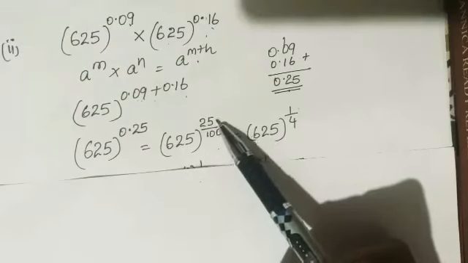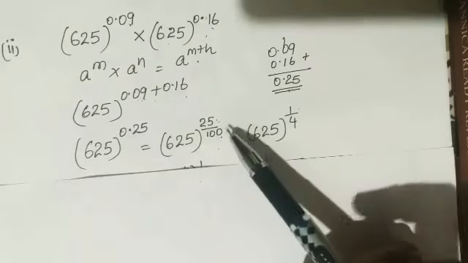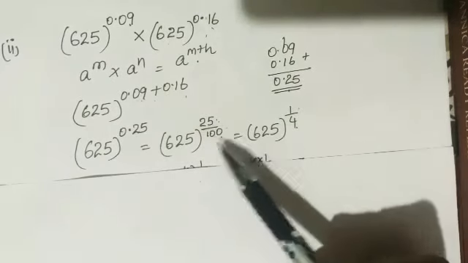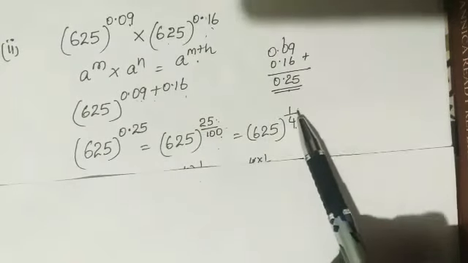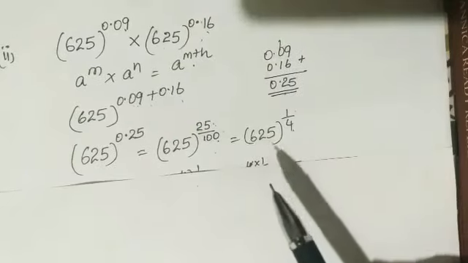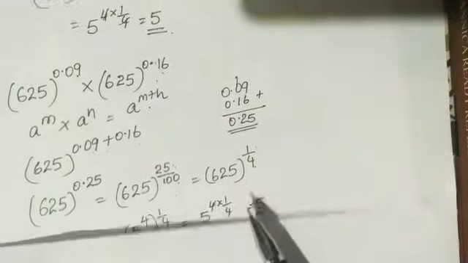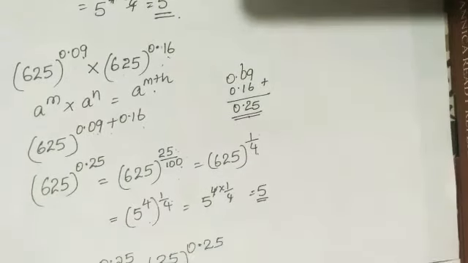You can see that 100 is a multiple of 25. 25 times 4 is 100. So these two get cancelled. What you get here is 625 raised to the power 1 by 4. And the same procedure of the previous problem repeats here. 625 raised to the power 1 by 4, you get it as 5 again.